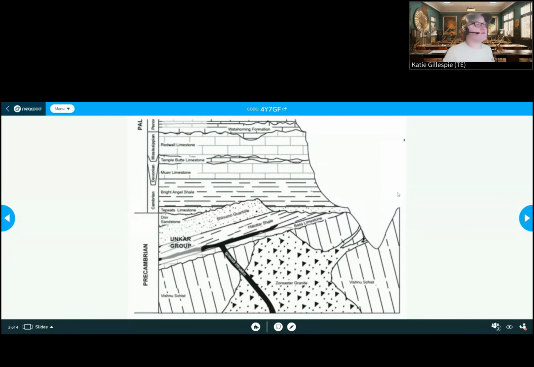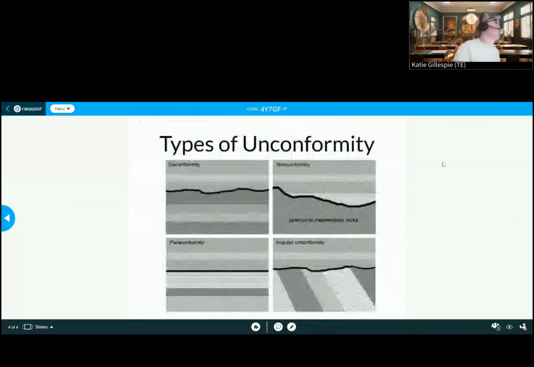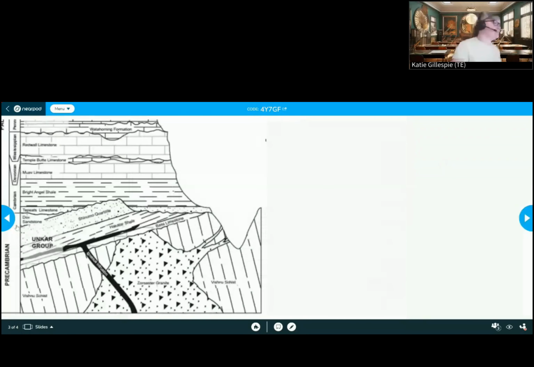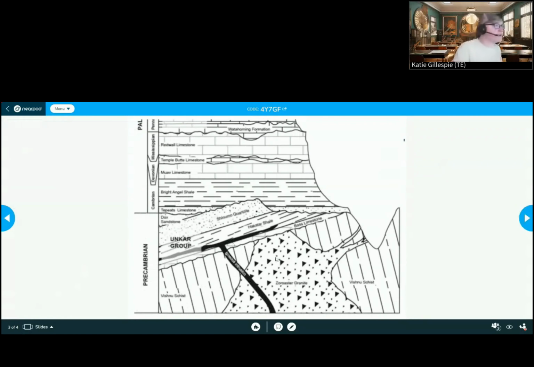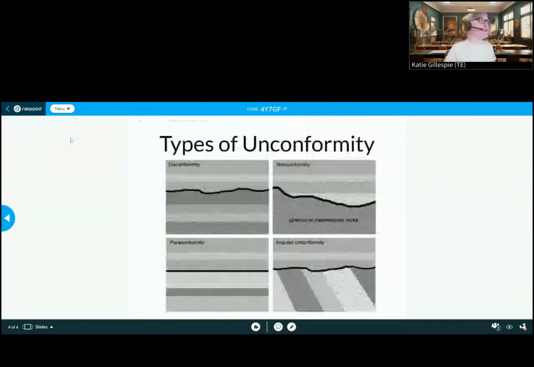All right, so for number 2, what you're doing is finding on this cross section these different types of conformity. So you need to say between mauve limestone and Bright Angel, or the Unkar group, or between the Vishnu schist and the Zoroaster granite is where you'll see these, okay? So the disconformity is any erosion. Any line on there that's squiggly, you might say the Zoroaster granite and Vishnu schist. That's where you would find erosion of those two. That's where you would find disconformity.